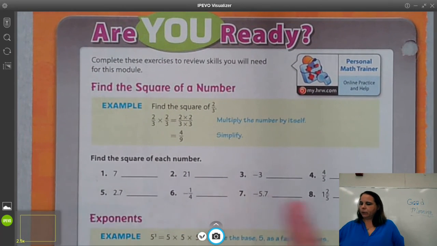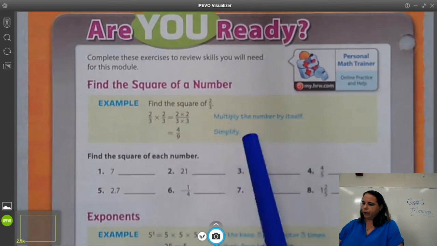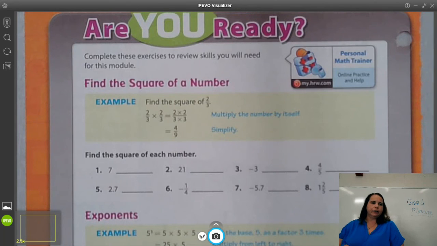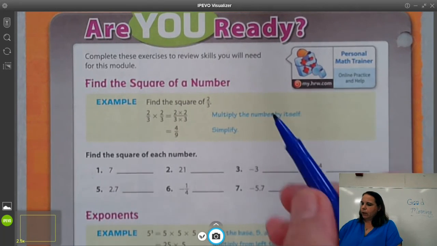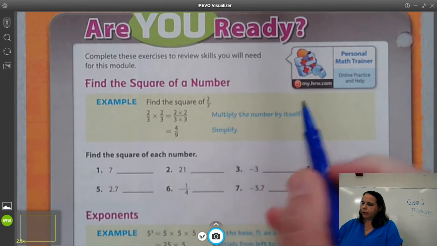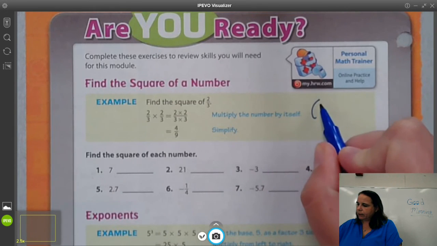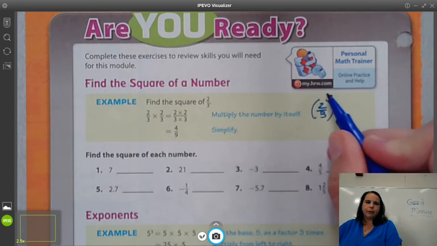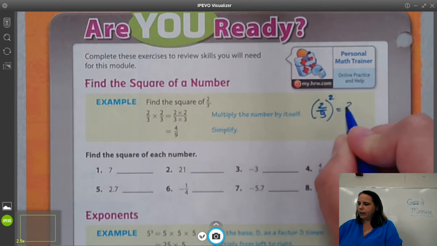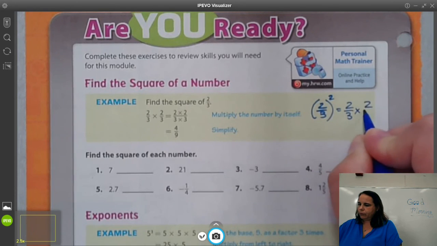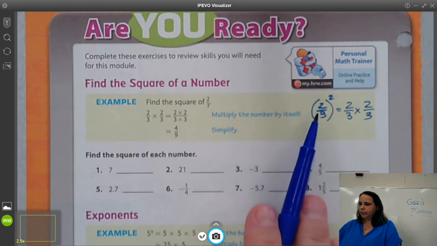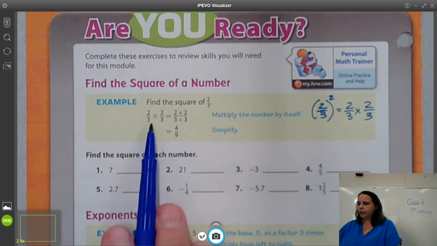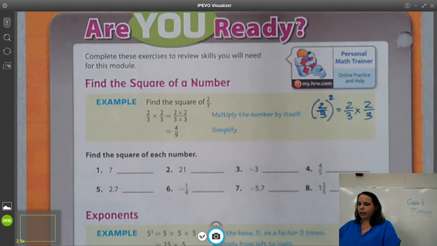But you're just going to find the square of each number. So the example they gave you up here, they're showing you find the square of 2/3. When you are finding the square of a number, basically you just multiply the number by itself. So it would have looked like this, 2/3. When you square something, there's going to be this little exponent in the corner, a little 2, and that just means you're going to multiply that number by itself. Okay, so not times 2, but by itself. So 2/3 times 2/3, so 4/9.